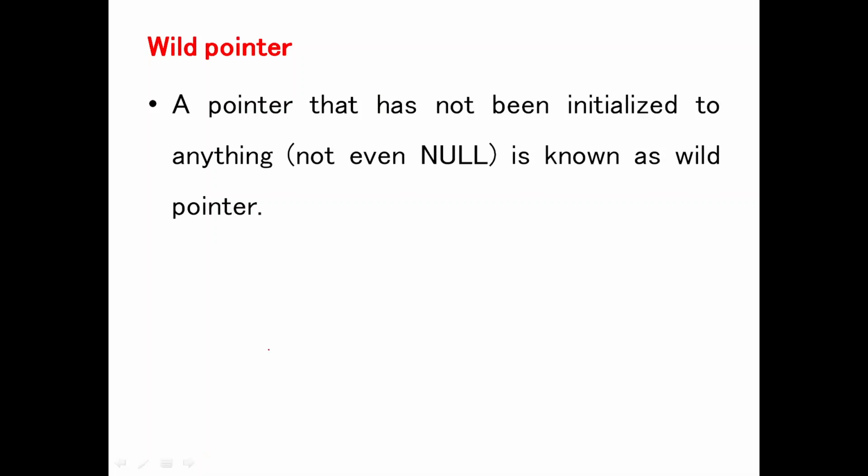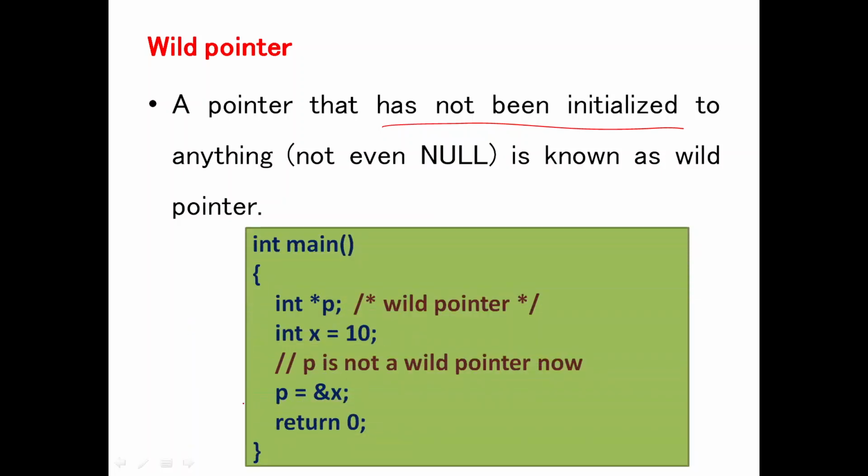So the last one is wild pointer. Wild pointer is nothing but an uninitialized pointer. A pointer that has not been initialized is called a wild pointer. If the pointer is initialized to null value, then that pointer will be a null pointer, but if we didn't give any value to the pointer, then the pointer is a wild pointer.